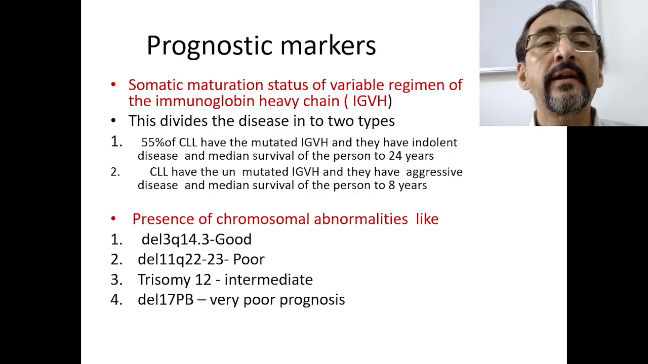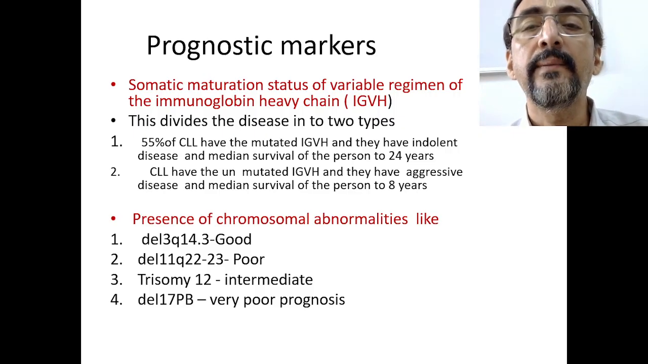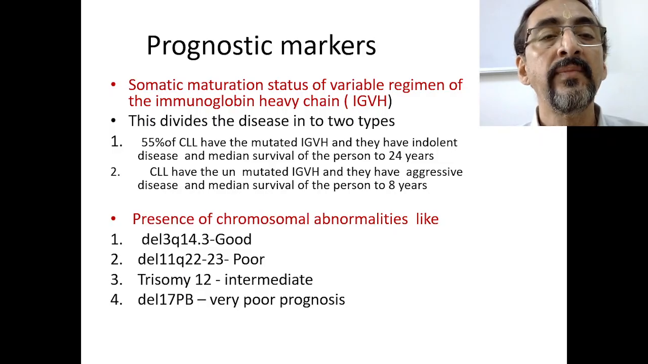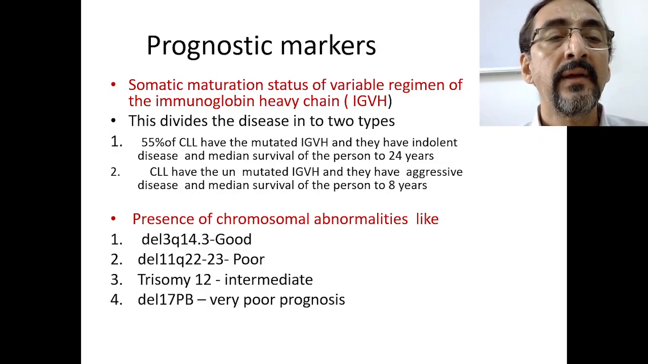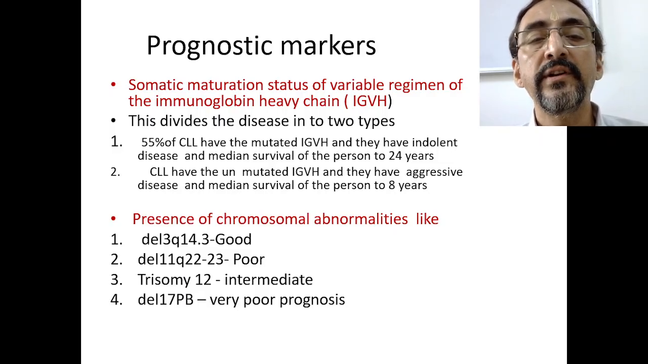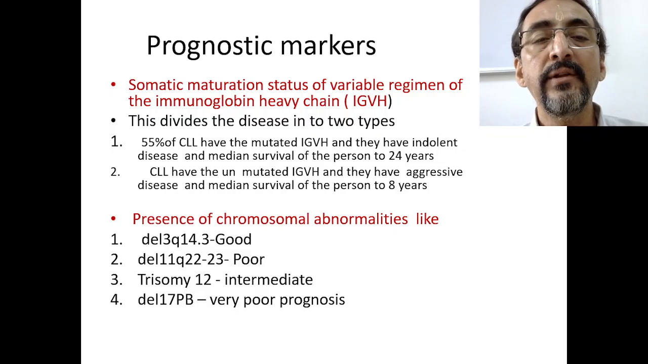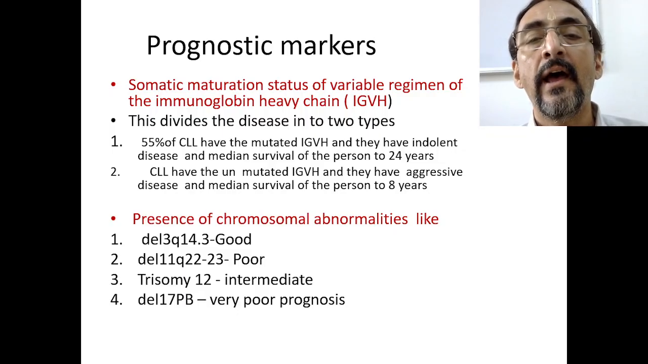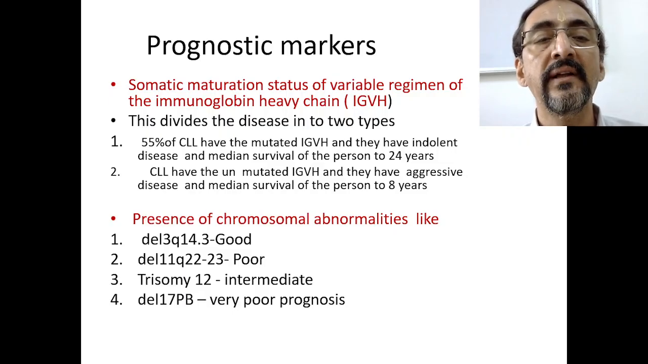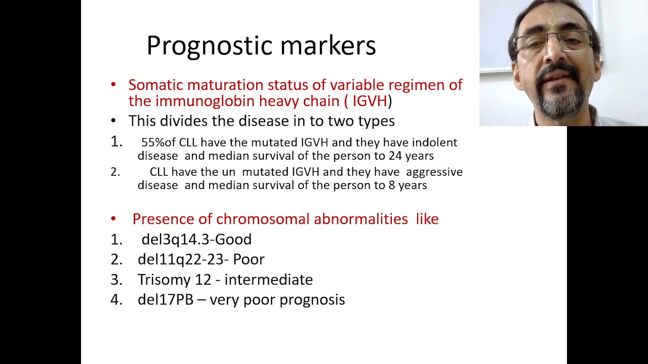What are the prognostic markers? The somatic mutation status of the variable region of the immunoglobulin heavy chain. This divides the disease into 2 types. 55% of CLL have the mutated IgVH, and they have indolent disease and median survival of up to 24 years. CLL with the unmutated IgVH, where IgVH refers to immunoglobulin heavy chain, has aggressive disease, and the median survival of the person is 8 years.